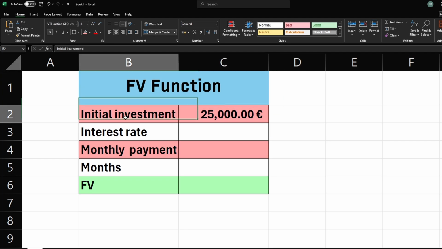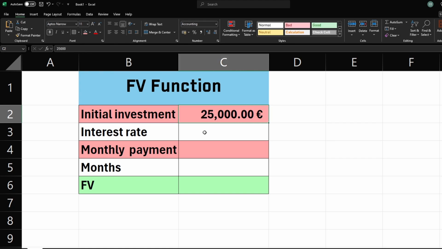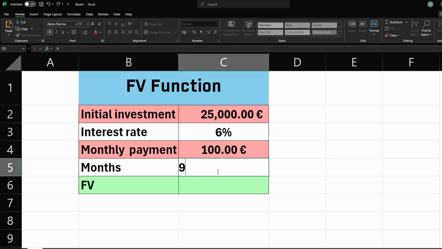Initial investment, this is the starting amount you invest. Interest rate 6% annually. Monthly payment, the regular monthly payment you make into the investment. For this example, it's €100. Months, 96. The total number of periods for which you will make these payments.